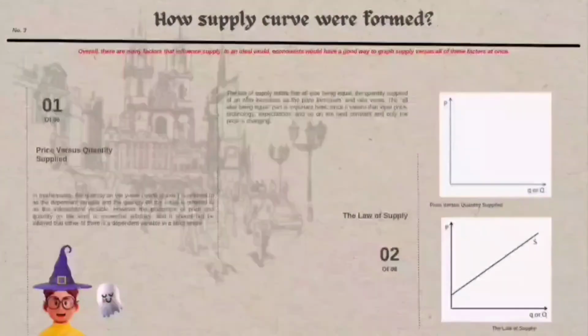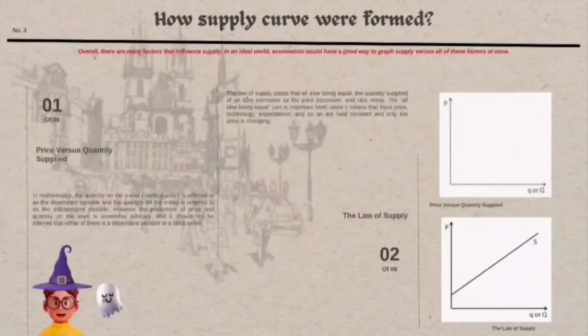And second, there is the law of supply. The law of supply states that all else being equal, the quantity supplied of an item increases as the price increases and vice versa. The all else being equal part is important here, since it means that input price, technology, expectations, and so on are held constant and only the price is changing, like what we can see in the graph on our right side.